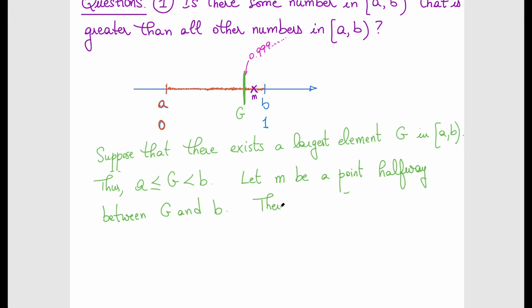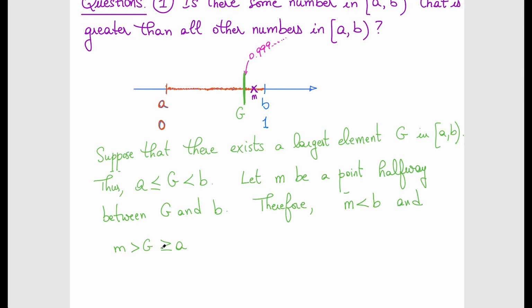So therefore, M is smaller than B. Why? Because it's halfway between G and B, so certainly it's smaller than B, right? And M is greater than G. Why? For the same reason, because M is halfway between G and B, but G in turn is bigger than or equal to A, right? G in turn, you see this guy? Let me highlight it for you. It's right there. G in turn is bigger than or equal to A.